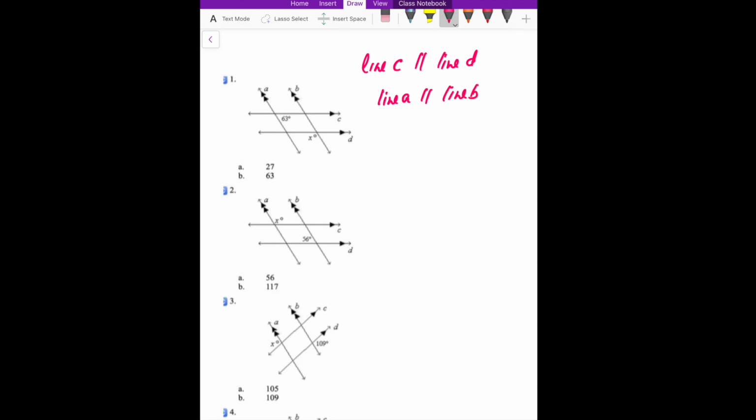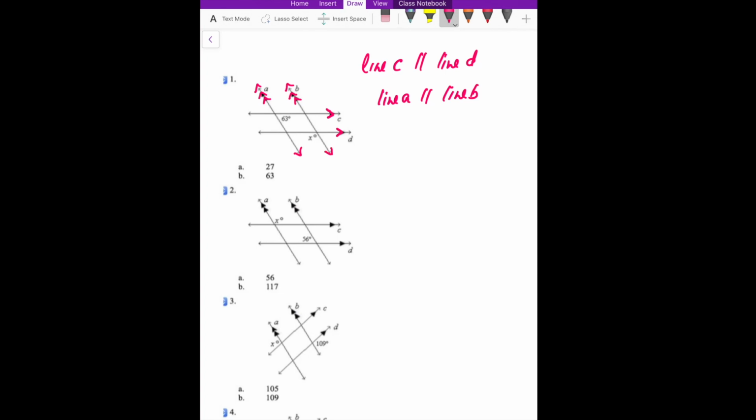How do I know that? Because when you look at the arrow mark on C and D, they put one arrow mark on both, in between the ends. So that means they are parallel. And when you look at A and B, they have two arrow marks on A and B, so that means they both are parallel.